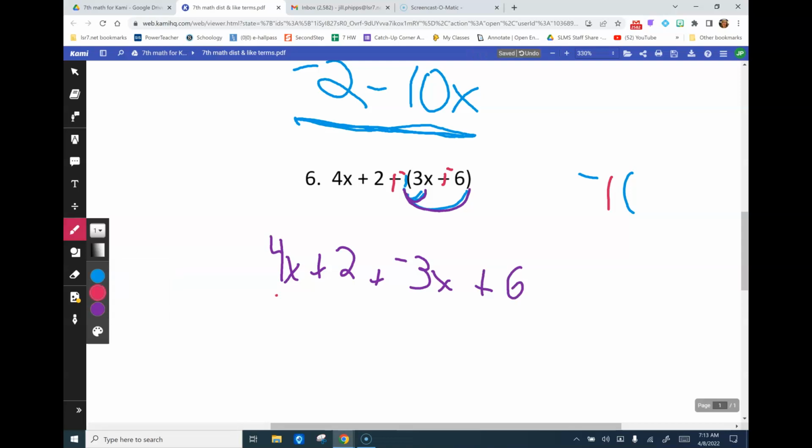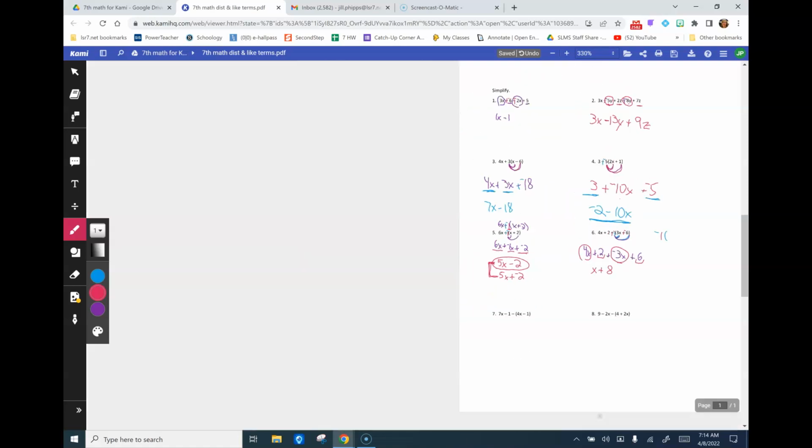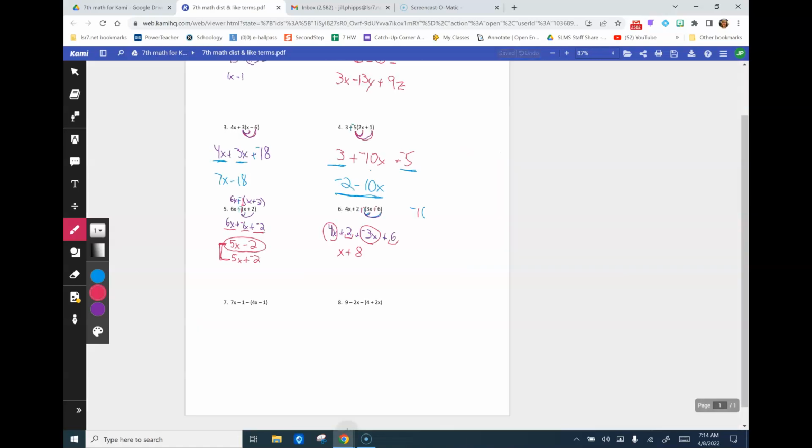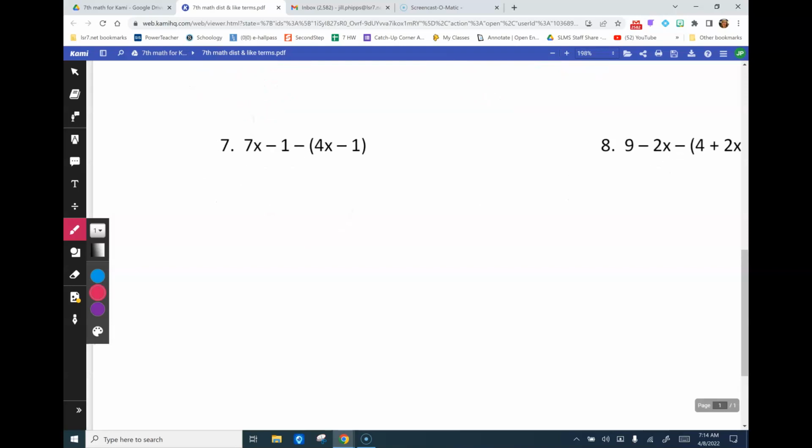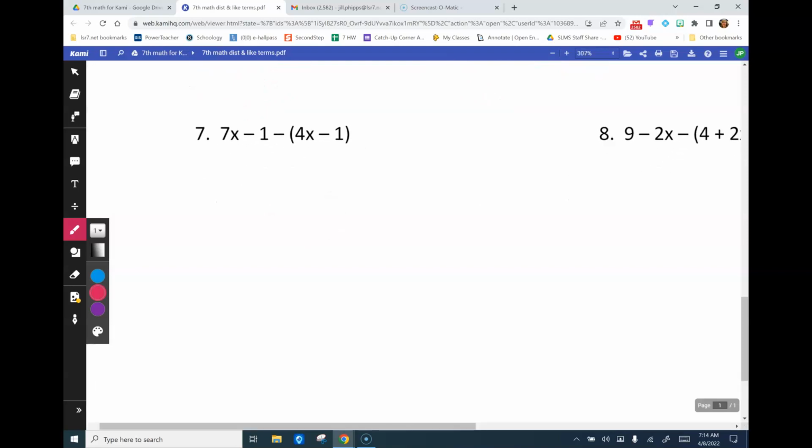Now I get to combine like terms, and this time I actually have some to combine. Look at that. 4x and negative 3x. When I combine 4x and negative 3x, what do I get? 1x. Now I have a 2 and I have a 6. When I combine those, I get an 8. Okay, good. Let's look at number 7. Again, if you want to take some time, pause your screen, write that down.